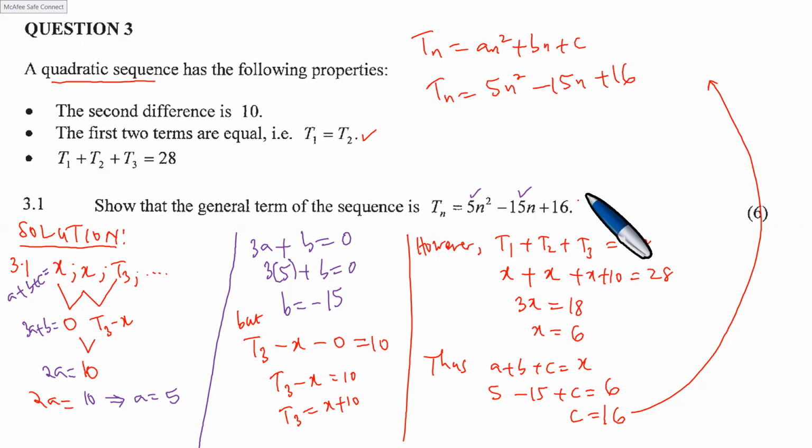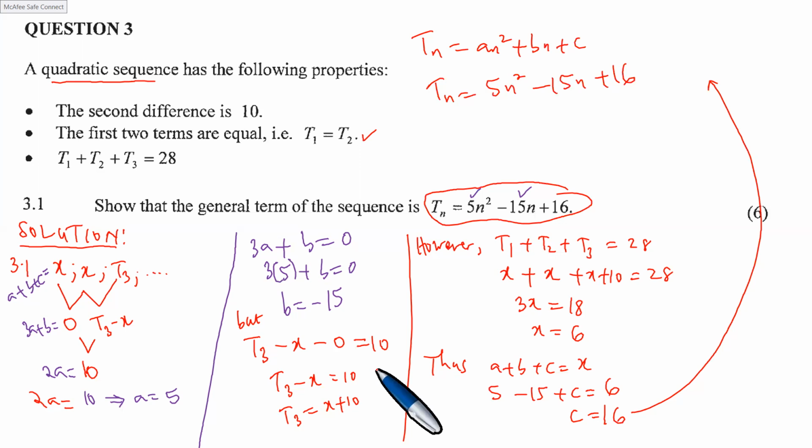It's exactly what the examiner wanted. They said, show that Tn is this, and we just got exactly that. So I know there are many ways to do this question, but always when dealing with quadratic sequences, you always write like this and make sure we work from bottom up to avoid confusion. But also we sometimes find ourselves with many equations and we'll be like, okay, but what do we do with these equations in the end?